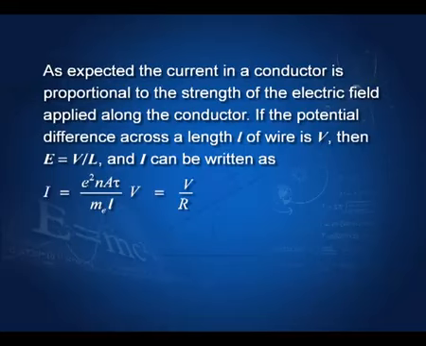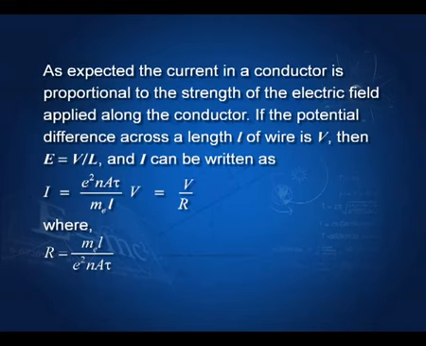So, if L is the length of the conductor and V is the potential difference across this conductor, then the field is V by L, and we will substitute E equal to V by L, and we get I equal to e squared n A tau by m_e L times V. That means I can write I equal to V by R, where R now is m_e times L by e squared n A tau.